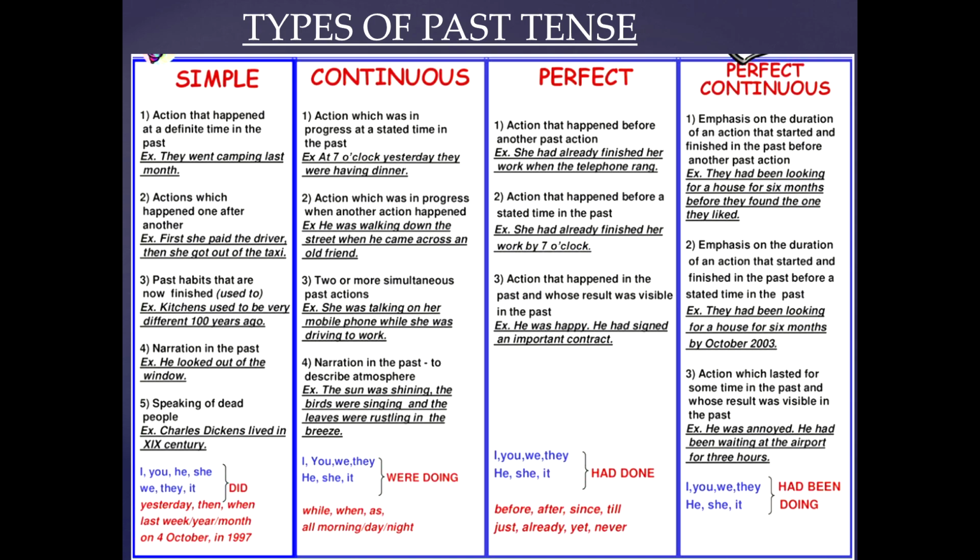And for past habits that are now finished, we use used to. Kitchens used to be very different 100 years ago, right? Now modular kitchens are happening everywhere, right? But that was not the case previously. So kitchens used to be very different in the past. Here we can use would also instead of used to. That is also an equivalent word to describe anything in the past.